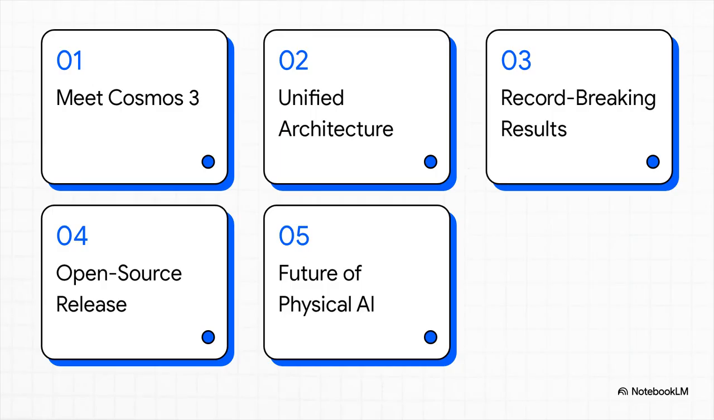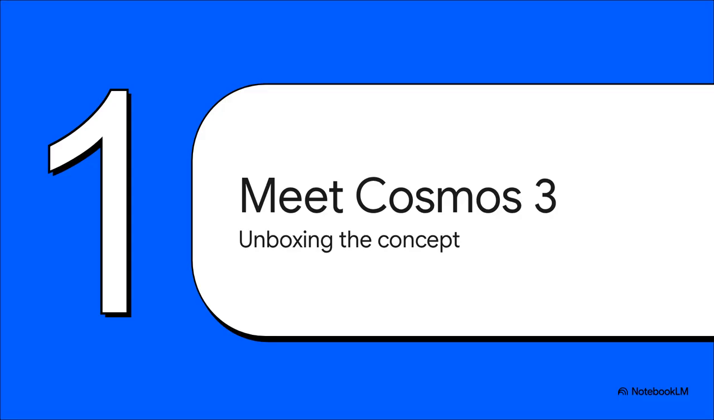Okay, let's dive into this and quickly map out where we're headed today. First, we'll meet Cosmos 3. Then we'll unpack its unified architecture, check out its record-breaking results, go over the details of its open-source release, and finally zoom out to look at the future of physical AI. All right, let's kick things off with Section 1, Meet Cosmos 3, Unboxing the Concept.